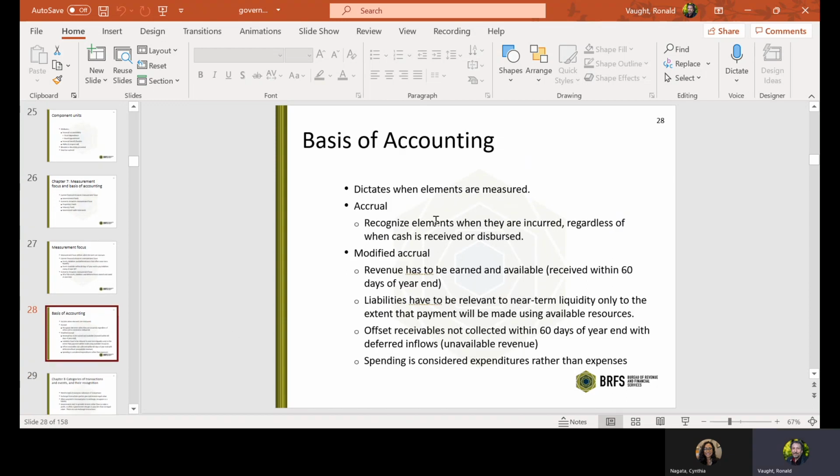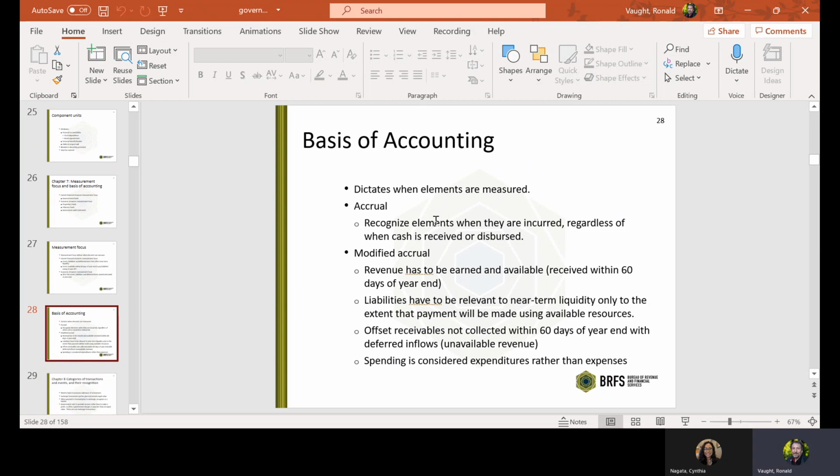Basis of accounting dictates when we measure something. Accrual recognizes elements when they're incurred, regardless of when cash is received or disbursed. Modified accrual revenue has to be earned and available within 60 days of year end.